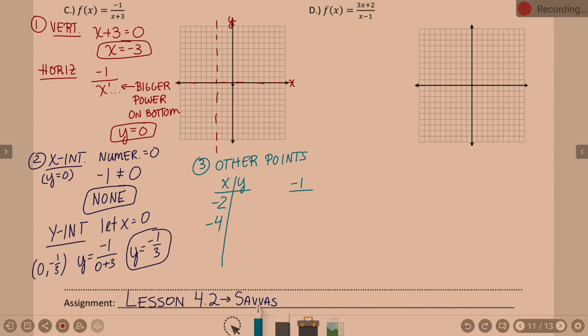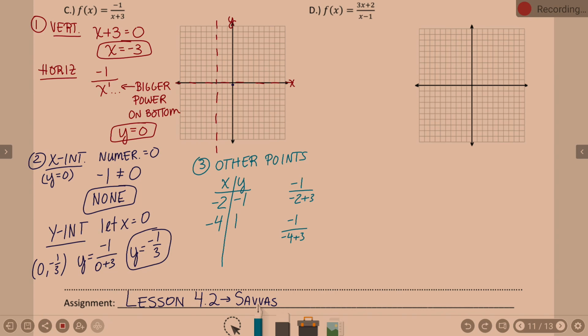-1 over -2 plus 3. What, that's -1 divided by +1, so that is a -1. And -1 over -4 plus 3. That is -1 divided by -1, which is a +1.